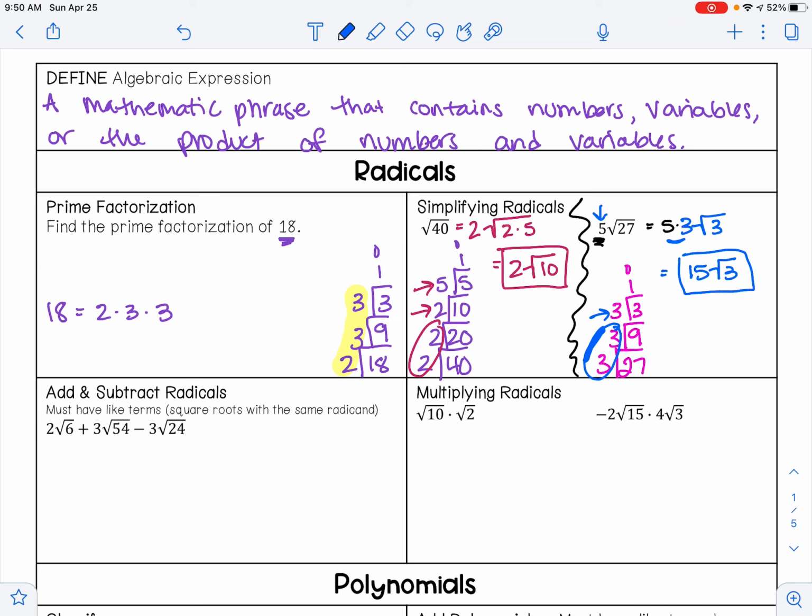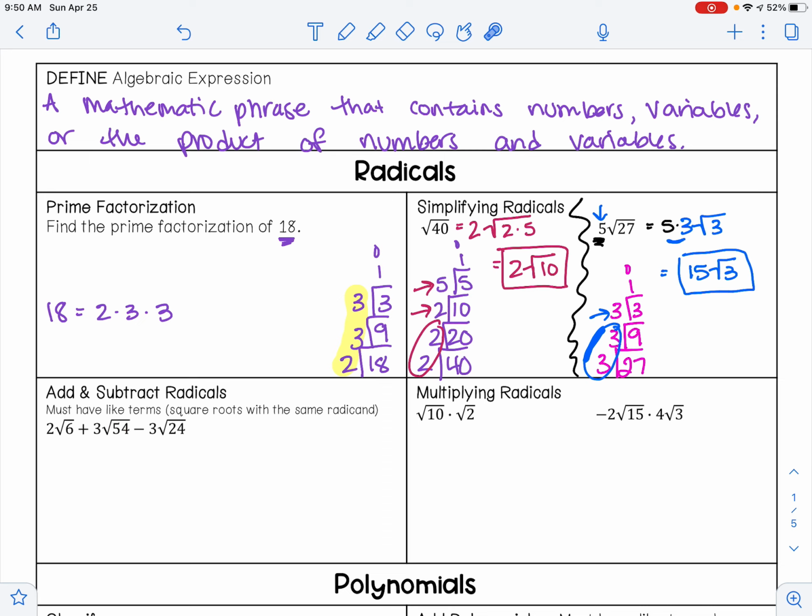We can add and subtract radicals, but in order to be able to do that, we must have like terms. For square roots, you will have like terms if they both are square roots and if they have the same radicand. Remember, a radicand is the number inside the square root symbol.